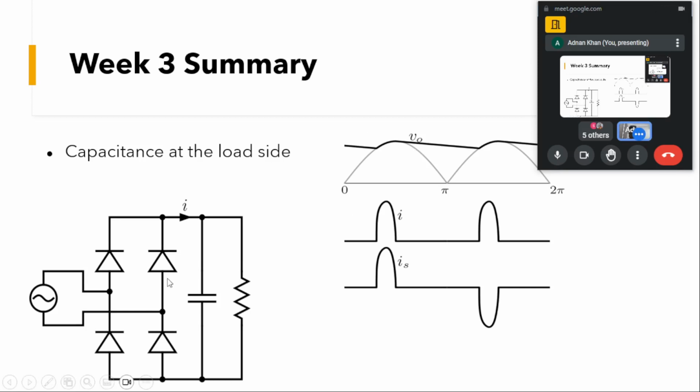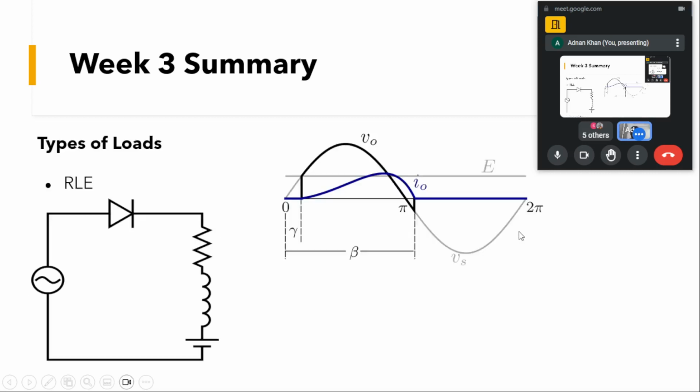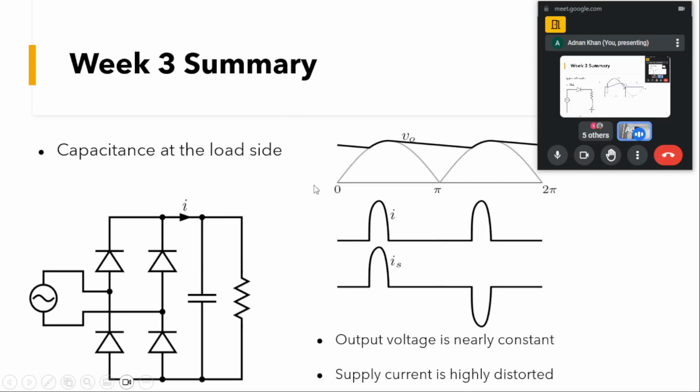Because of having a capacitor at the output, we are getting a current of peaky nature, and this current will have very high THD. So I had talked about the output voltage being nearly constant, but the input current will be highly distorted, which is not good. So this was about the capacitance at the load side, and with a capacitive load as well, a similar kind of thing will happen.